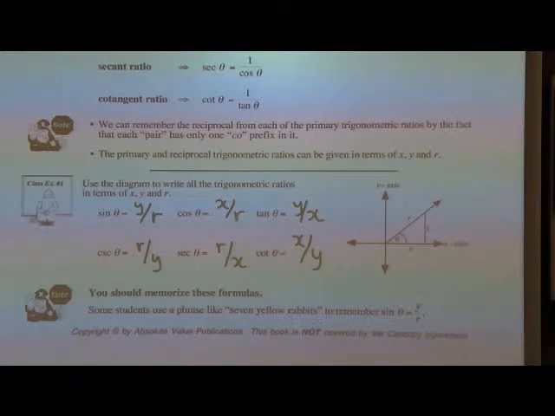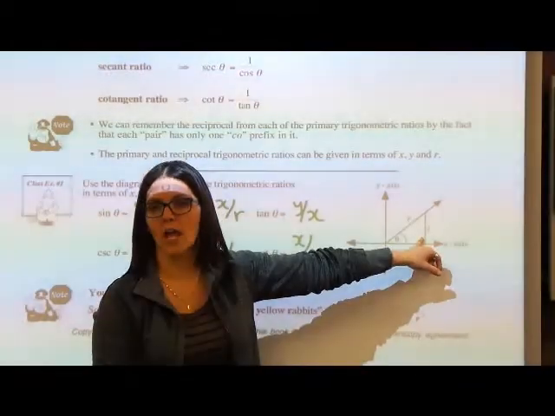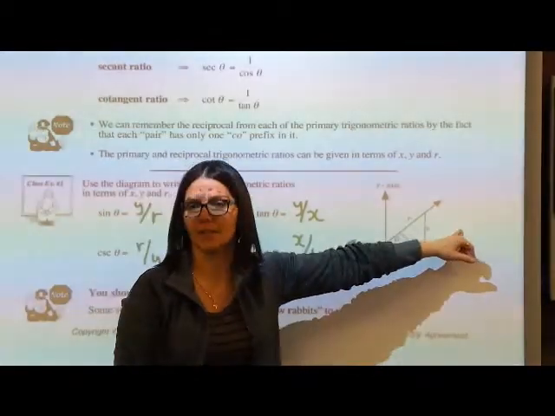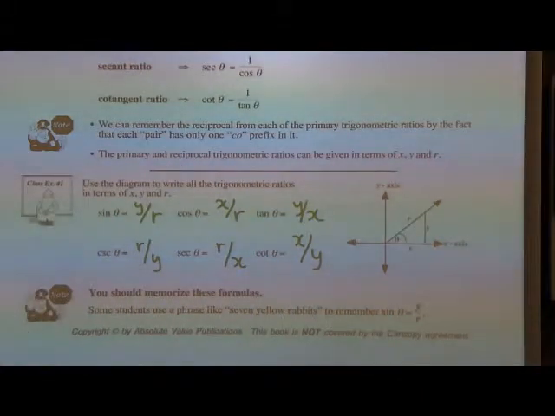Now it says that you should memorize these formulas. You don't need to memorize these formulas. It follows SOHCAHTOA. You need to be able to draw the triangle. If I can draw the triangle, I can figure out that sine is y over r. I don't need to memorize it. Okay?